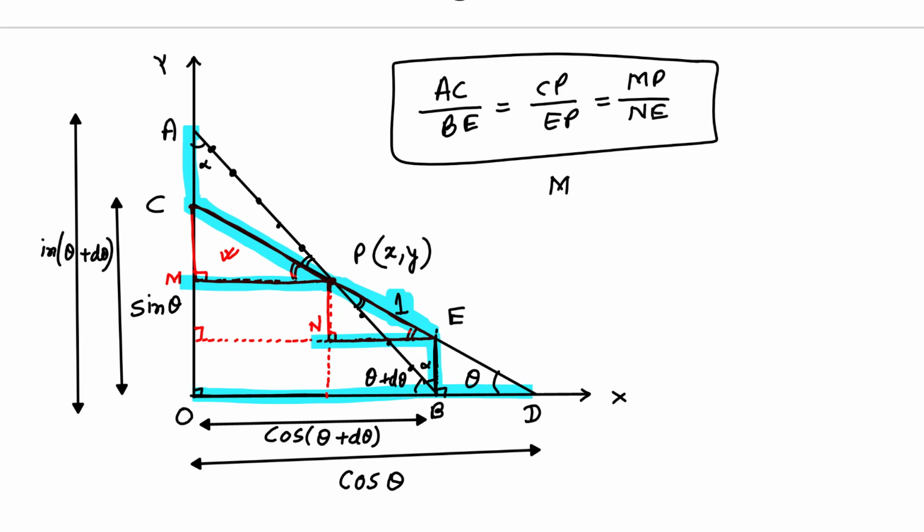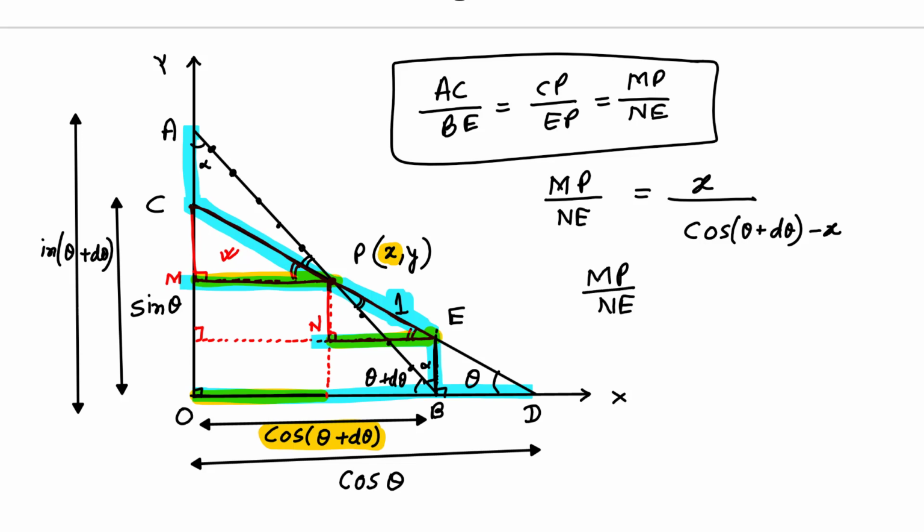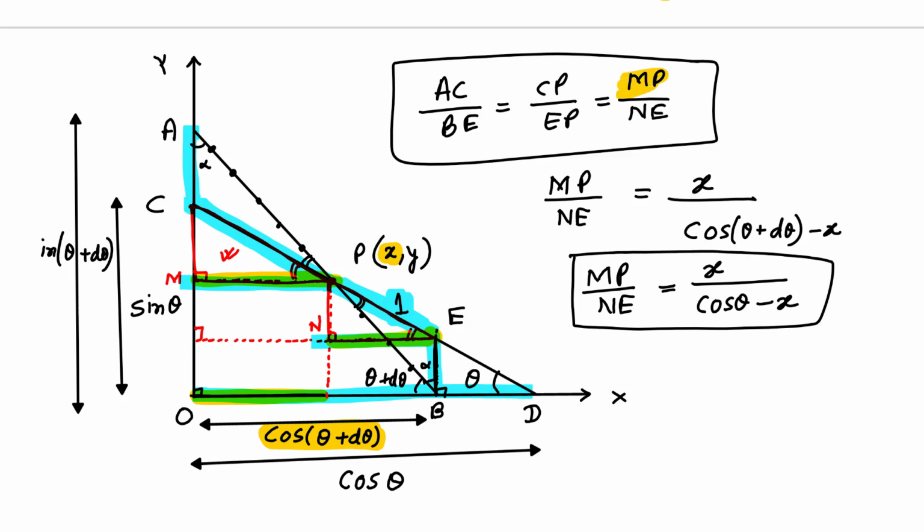So first let us consider MP by NE. MP is what? MP length, that is this length, and this length is nothing but x, because the coordinate of point P is x. So MP is equal to x. And what about NE? E is here, and NE is this length. So this length is nothing but cos(theta plus d theta) minus x. Since d theta is very small, we can also write MP by NE as x by (cos theta minus x). So we have calculated one term, that is MP by NE.